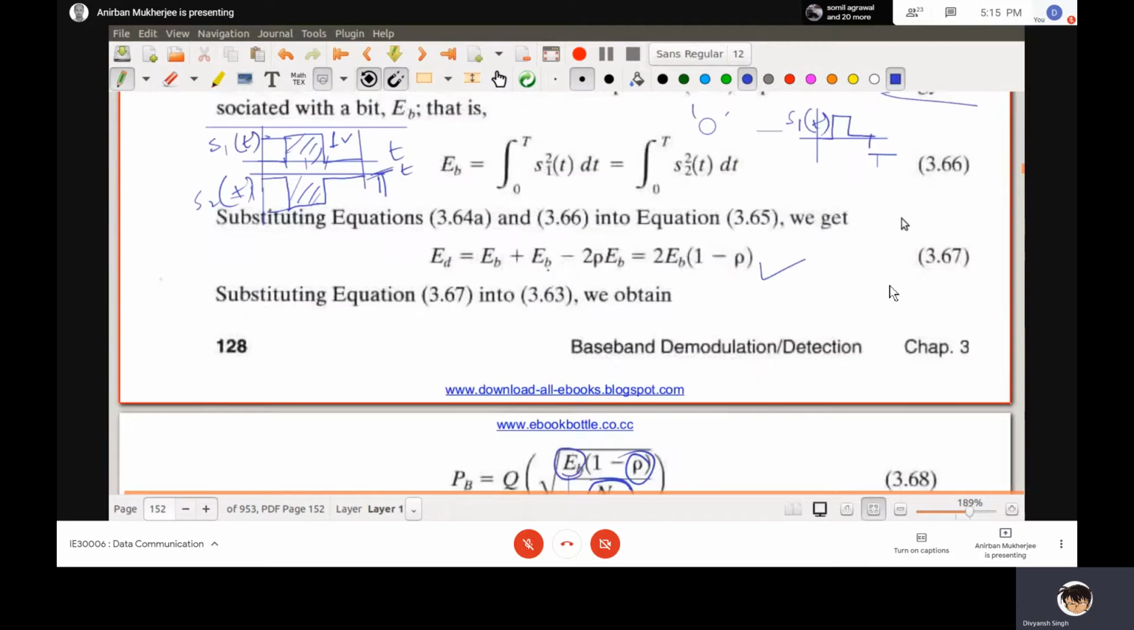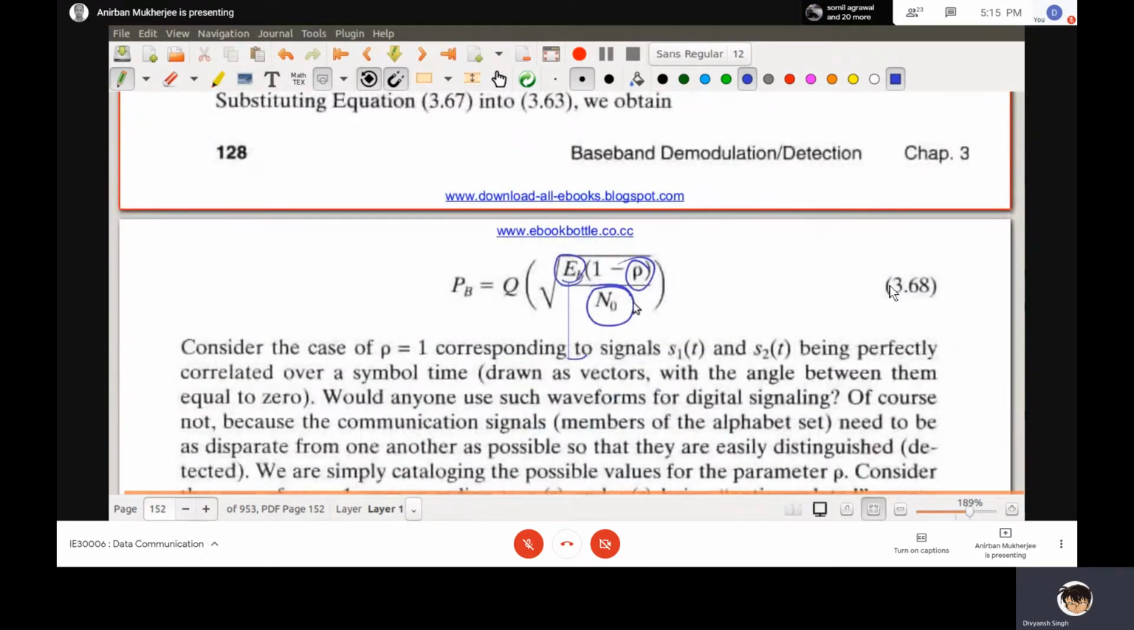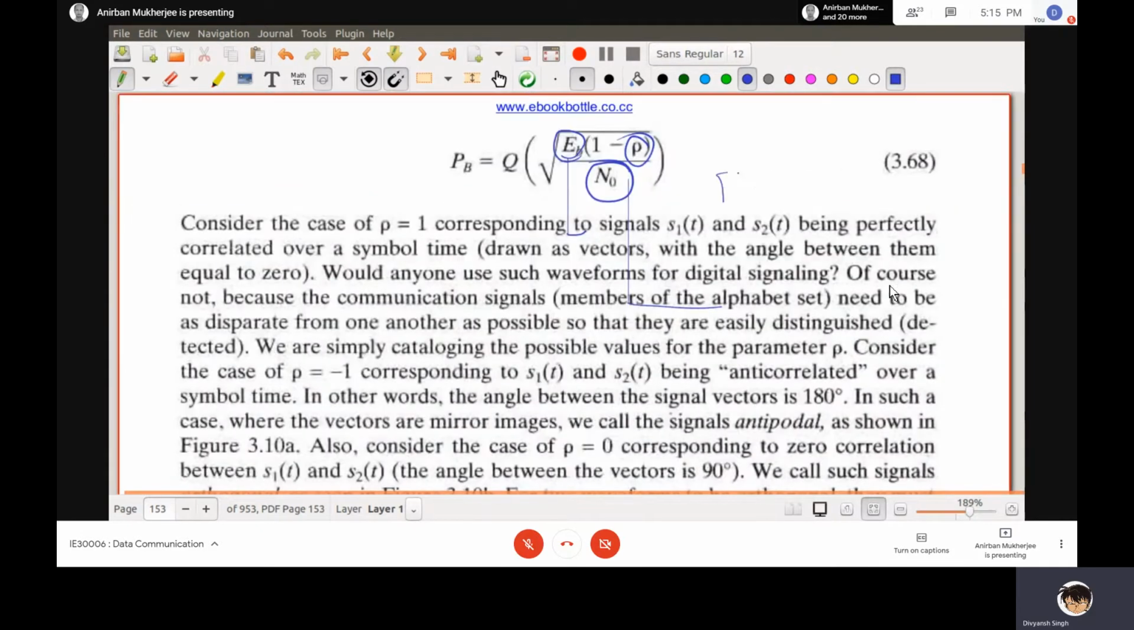Now if I express this ED with the associated bit energy, then you will find that Q of root of EB into (1 minus rho) divided by N0. N0 is my power spectral density of the noise, the power spectral density of the AWGN noise. If you remember, the power spectral density is flat, N0 by 2. If you remember P(f), that is the power spectral density, this is f of the white Gaussian noise.